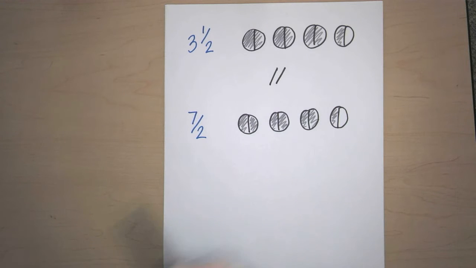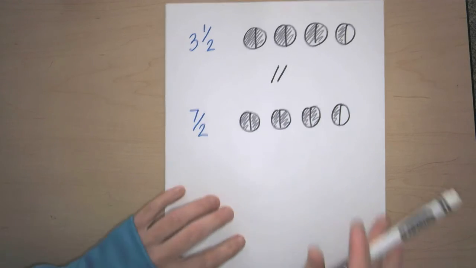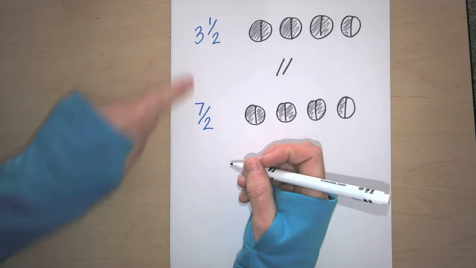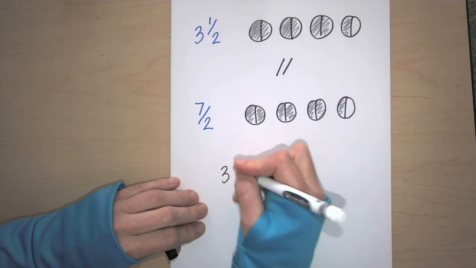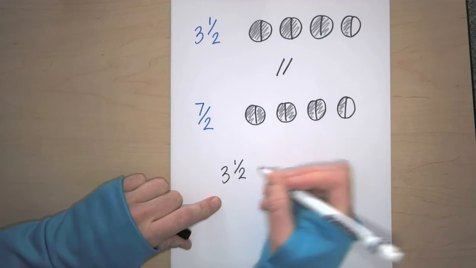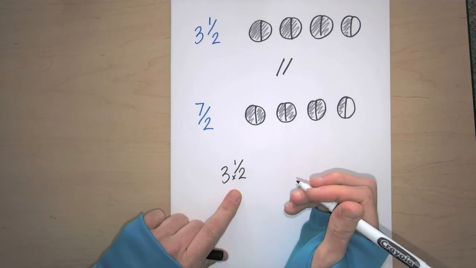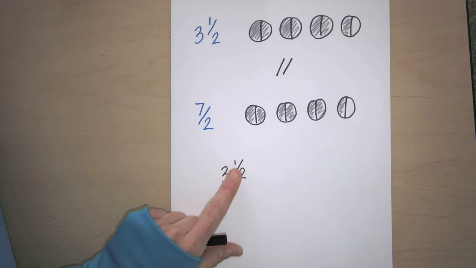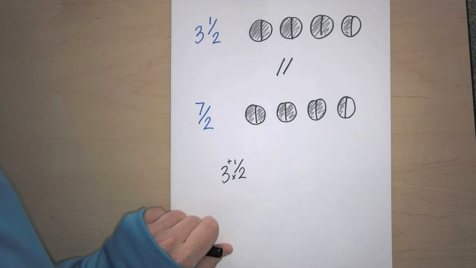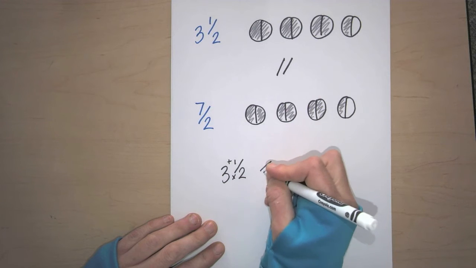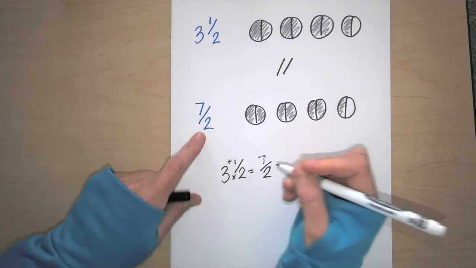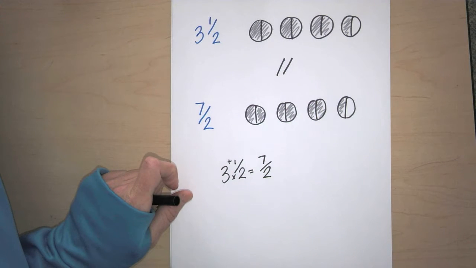And there's a way to do this without having to draw a picture, and I'll show you that right now. So to convert from a mixed number like 3 and 1/2 to an improper fraction, it's pretty simple. I multiply the denominator by the whole number, and then I add the numerator. And I keep my denominator the same. So 2 times 3 is 6, 6 plus 1 is 7 halves. The same thing. So just those steps one more time.